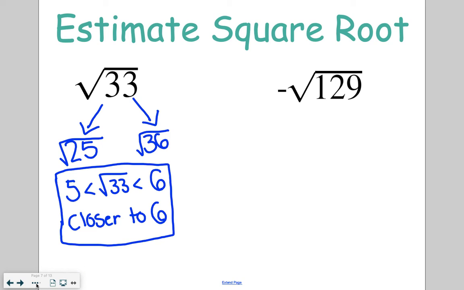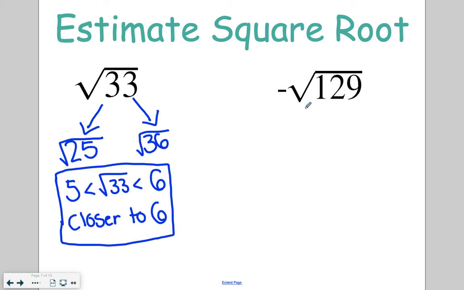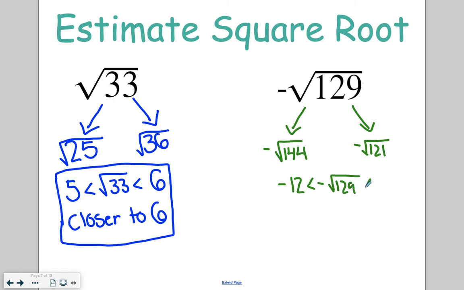Again, same kind of process works if we've got the negative sign. With the negatives, you need to be careful because remember, our bigger negatives are actually our smaller numbers. So this is in between the square root of negative 144, that's the smaller option, and negative 121, that's our bigger option. The negative square root of 144 is negative 12, which is going to be smaller than the square root of negative 129, which is going to be smaller than negative 11. So essentially we're saying it's between negative 12 and negative 11.